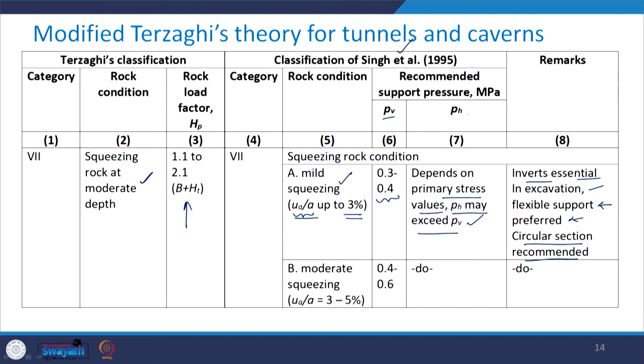In case you have the moderate squeezing, which is identified as UA upon A varying between 3 to 5%, here you have the vertical support pressure as 0.4 to 0.6 megapascal, and then the similar recommendation has been given for the horizontal support pressure and the remark category.